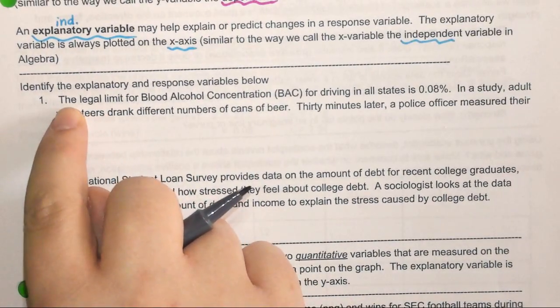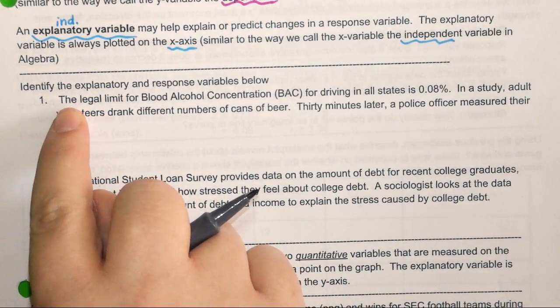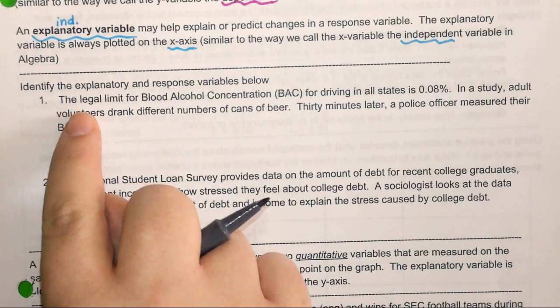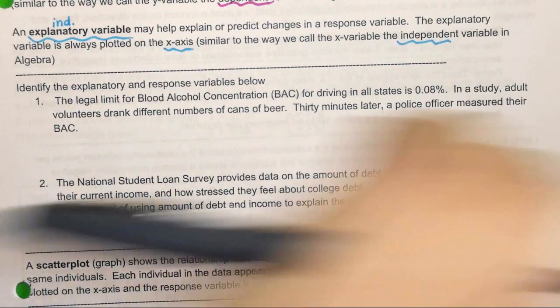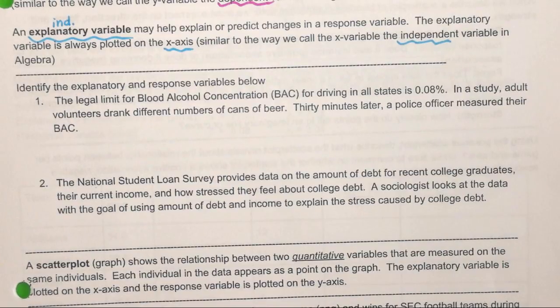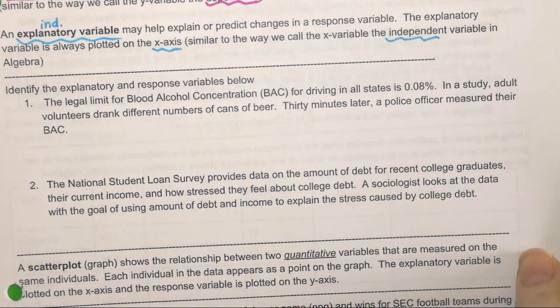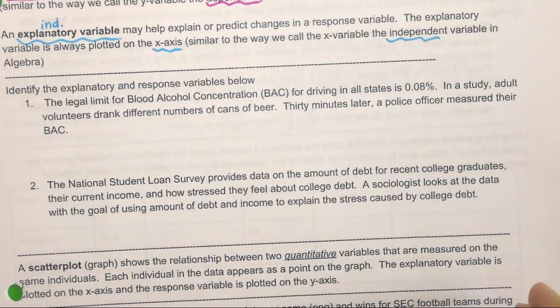So it says, I'm tired of reading, so I'm going to read number 1. I just can't. I got you. Please. The legal limit for blood alcohol concentration for driving in all states is 0.08%. In a study, adult volunteers drank different numbers of cans of beers. 30 minutes later, a police officer measured their BAC.